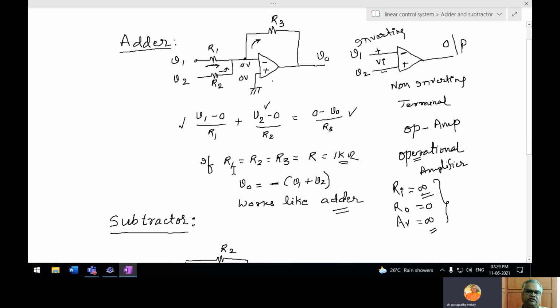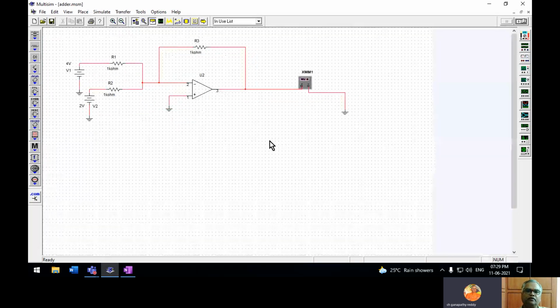Now let us look at the simulation part of the adder. The circuit is already given, with the op-amp positive connected. See, you take the op-amp from here. Then just search.